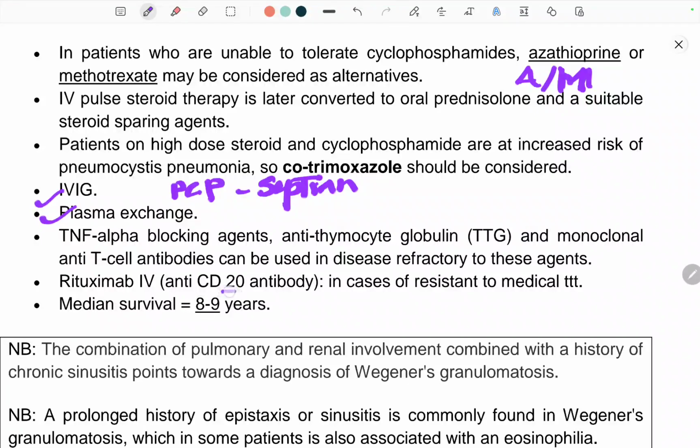Rituximab, anti-CD20. In case of resistance to medical treatment, median survival is 8 to 9 years. The combination of pulmonary renal involvement combined with a history of chronic sinusitis points towards the diagnosis of Wegener's granulomatosis. A prolonged history of epistaxis and sinusitis is most common in Wegener's granulomatosis, which in some patients is also associated with eosinophilia.